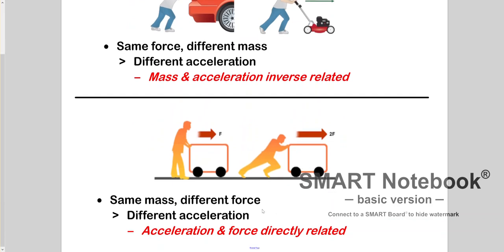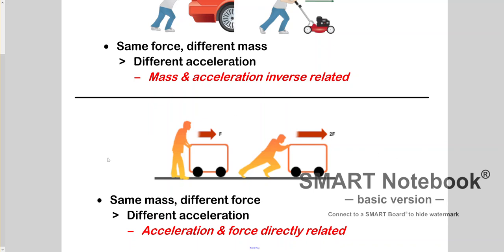Conversely, if I have the same mass but I increase the force, that would also give me different accelerations. So here I have two objects, or the same object, same mass. Here I apply a force of, say, 1 newton, and here I apply a force of 2 newtons. If I apply a greater force to this object, it will speed up or accelerate or change its velocity at a greater rate. In other words, it will accelerate more.